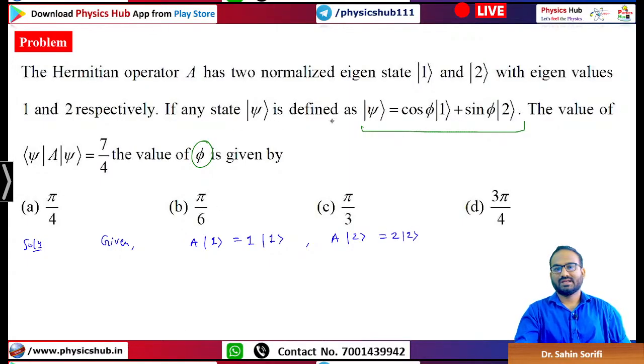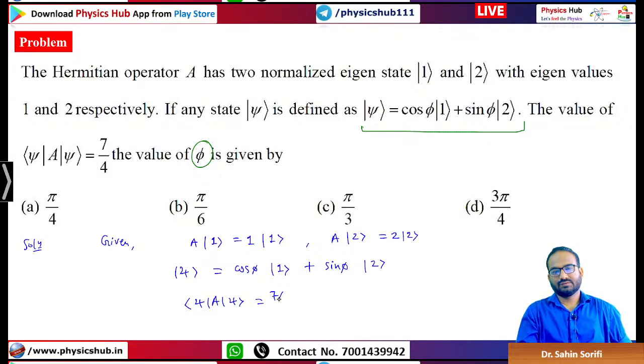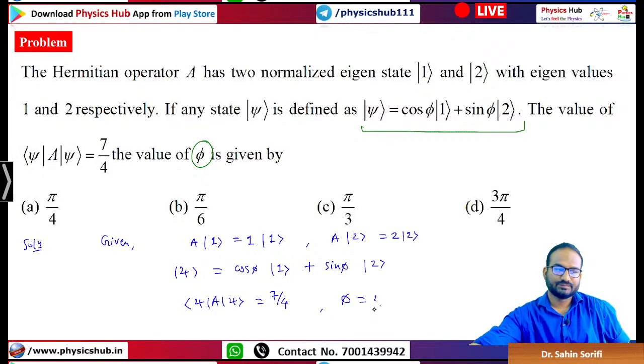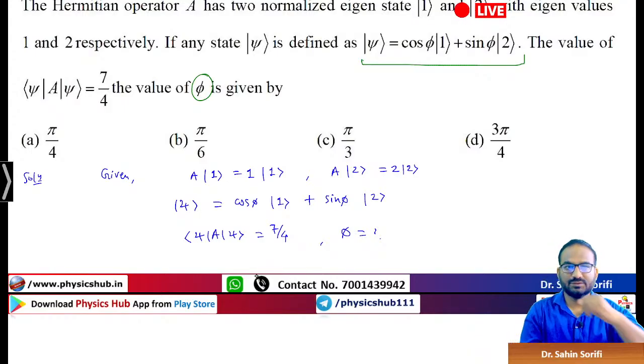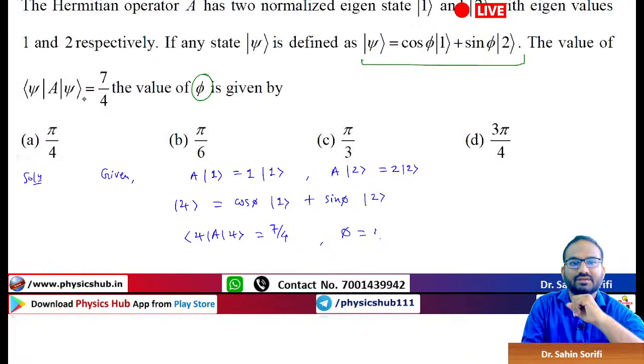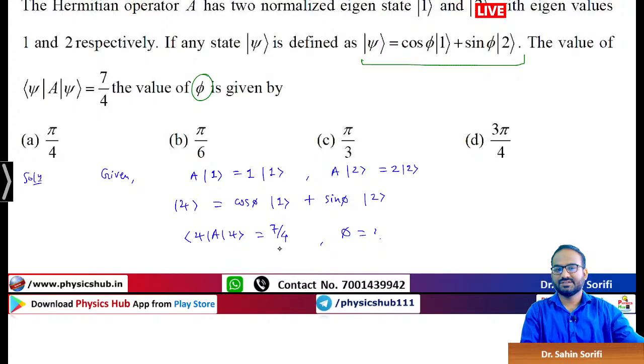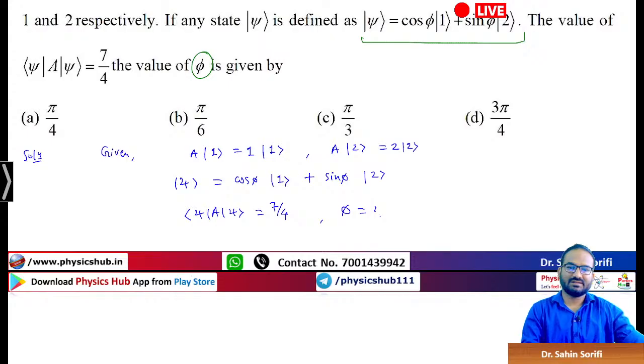Any state psi is written as ket psi = cos phi ket 1 + sin phi ket 2. The expectation value of A is given to be 7/4. Then what is the value of phi that we need to find out? To do this, we can use this condition of the expectation value: ⟨psi|A|psi⟩ = 7/4. We can use that.